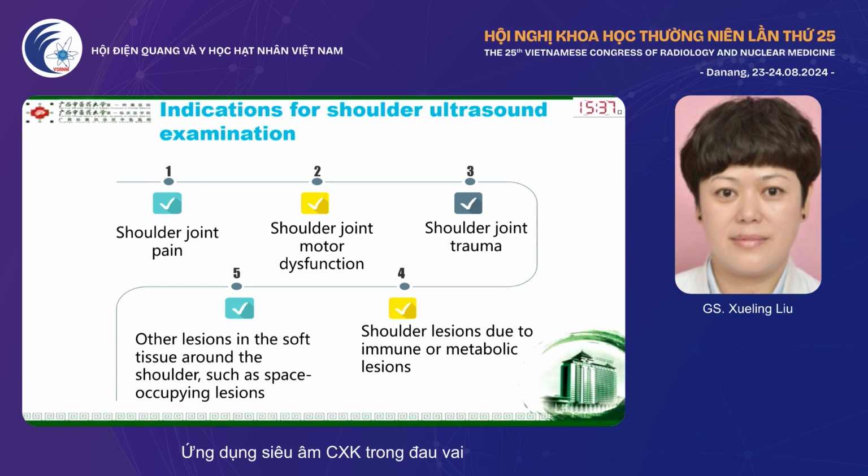Indications for shoulder ultrasound examination. One, shoulder pain. Two, shoulder joint dysfunction. Three, shoulder joint trauma. Four, shoulder lesion due to immune or motility lesion. Five, other lesions in soft tissue around the shoulder, such as space-occupying lesions.